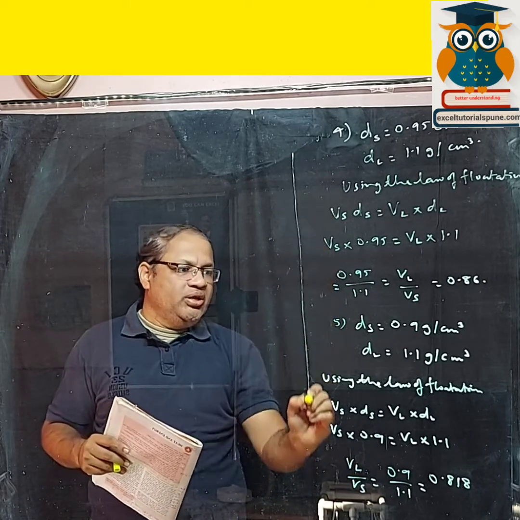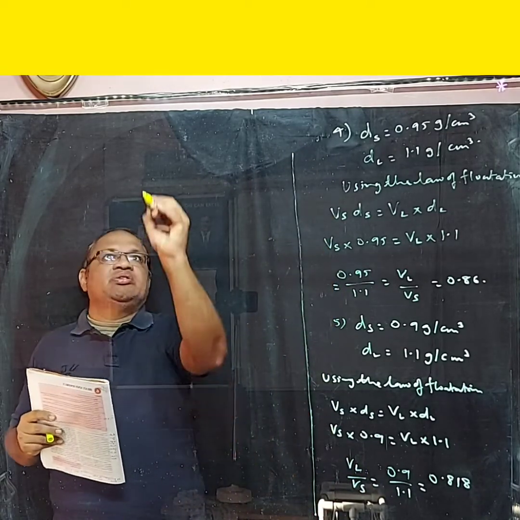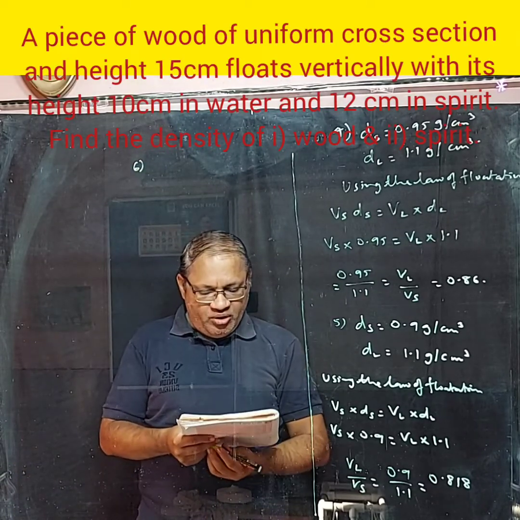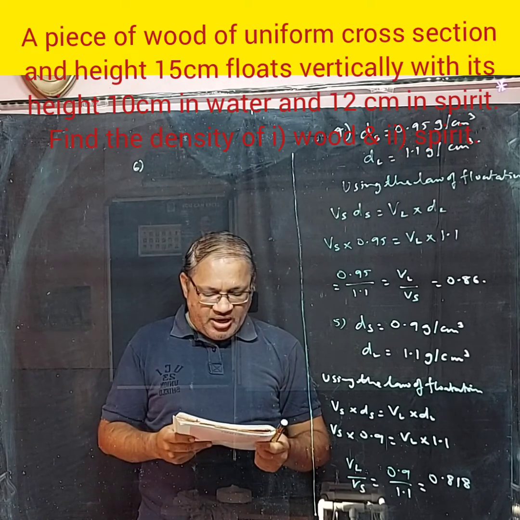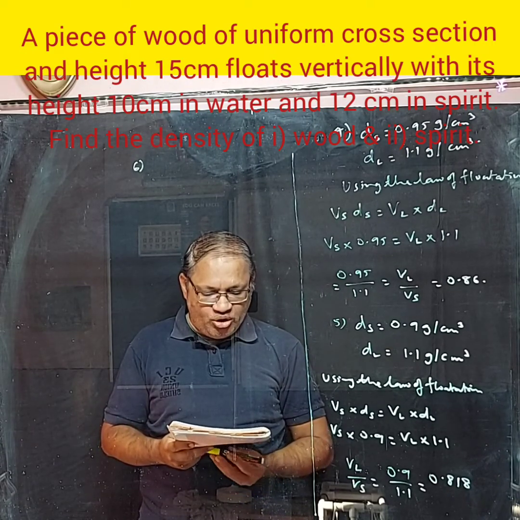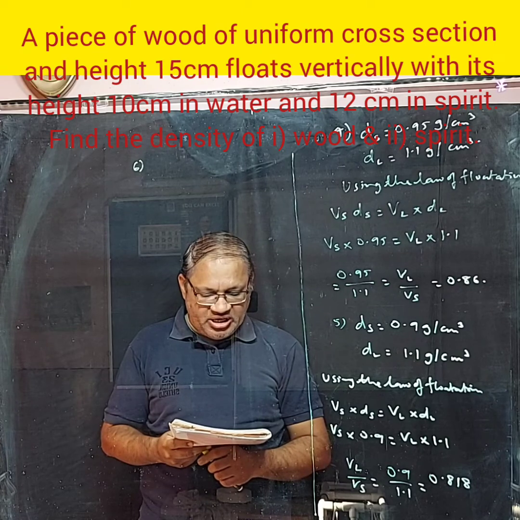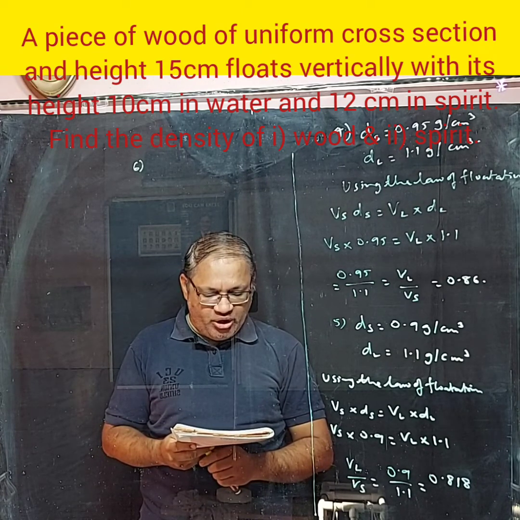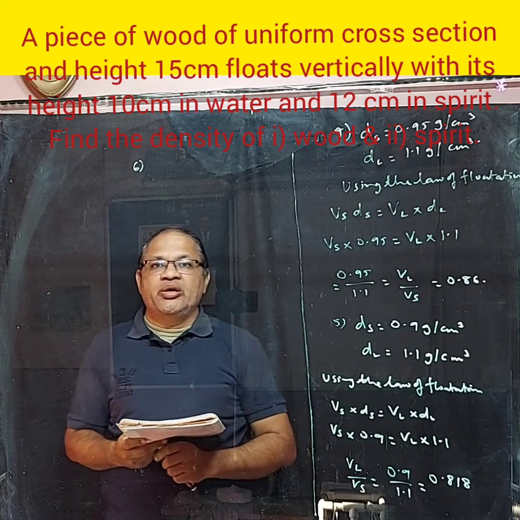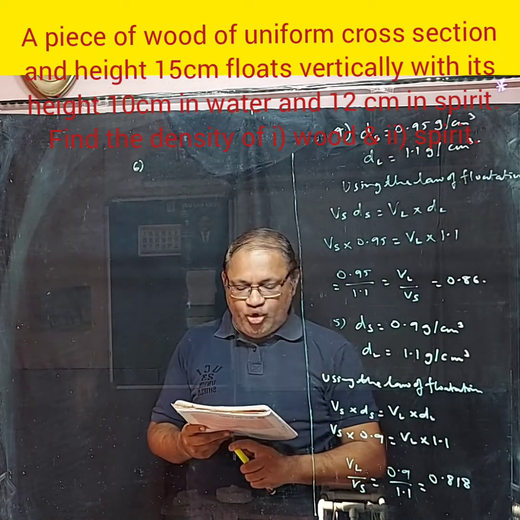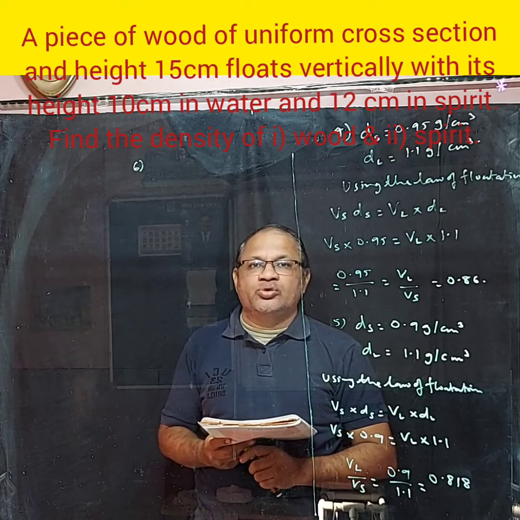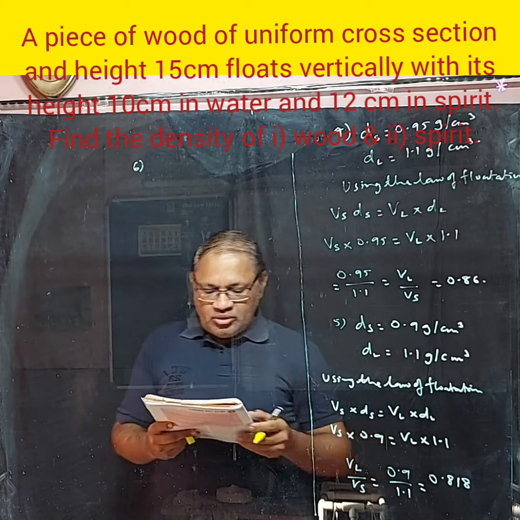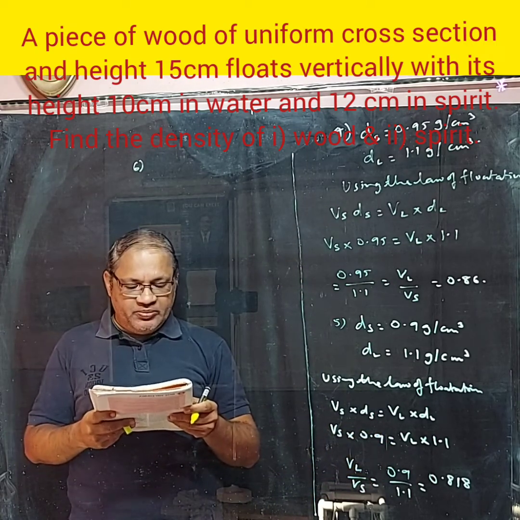Now we go on to the sixth sum. A piece of wood of uniform cross section and height 15 cm floats vertically with its height 10 cm in water and 12 cm in spirit. Find the density of wood and spirit. So they are asking density of wood as well as density of spirit. So again here also you use the principle of flotation. Okay. So first of all you will write down the particulars.